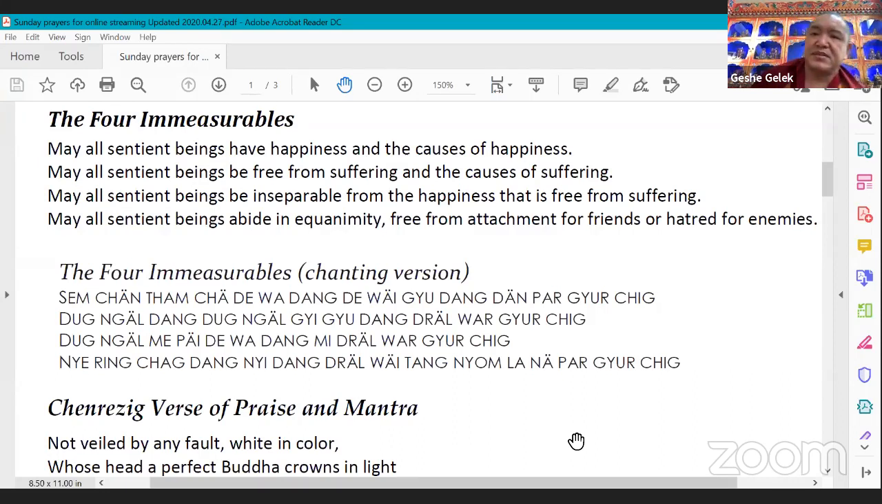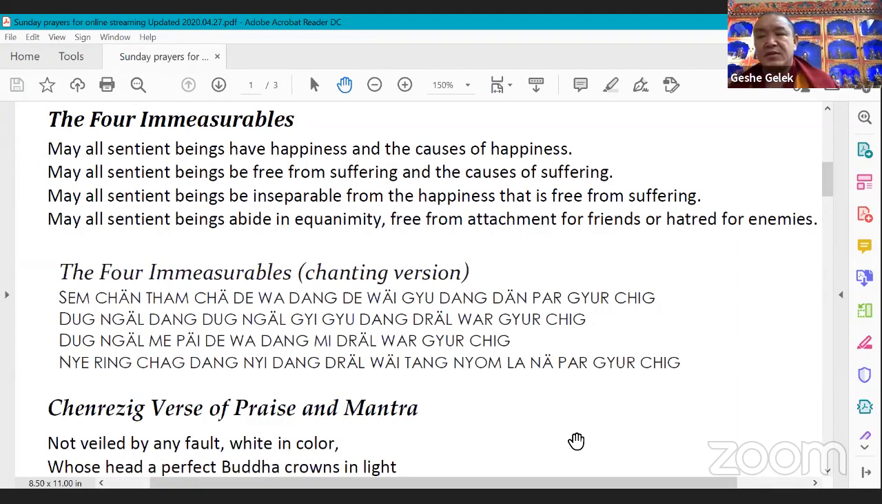May all sentient beings have happiness and the cause of happiness. May all sentient beings be free from suffering and the cause of suffering. May all sentient beings be inseparable from the happiness that's free from suffering. That refers to moksha, liberation. May all sentient beings abide in equanimity, free from attachment for friends and hatred for enemies.